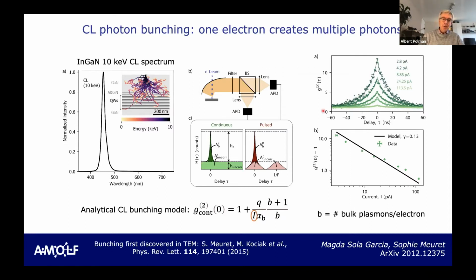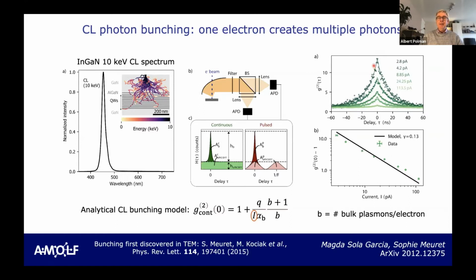So this was first discovered by Sophie Marais in a TEM many years ago. And we concluded that, actually Sophie became a postdoc in my group, in the SEM, because then we have more control over the light collection and also over the current to do these experiments. And so here you see G2 measurements for different currents. So what happens? If we do more and more electron current, gradually these correlations go away.